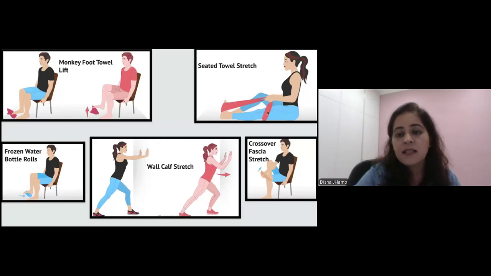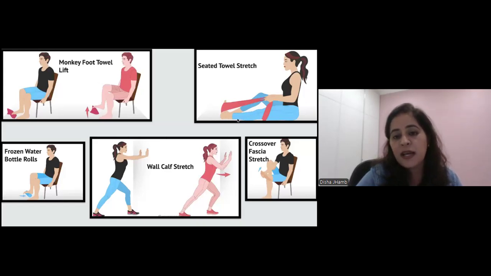As you can see, this is the affected leg. You can bend the other leg if you have a problem in keeping the back straight. You need to just loop a towel around your foot like this. Your fingers should be free, and it should be till the midpoint of your feet. Then, with the help of your arms, you will try to stretch your foot. Move it close to your body, close to your head, and you will feel a tension or stretch in this area.